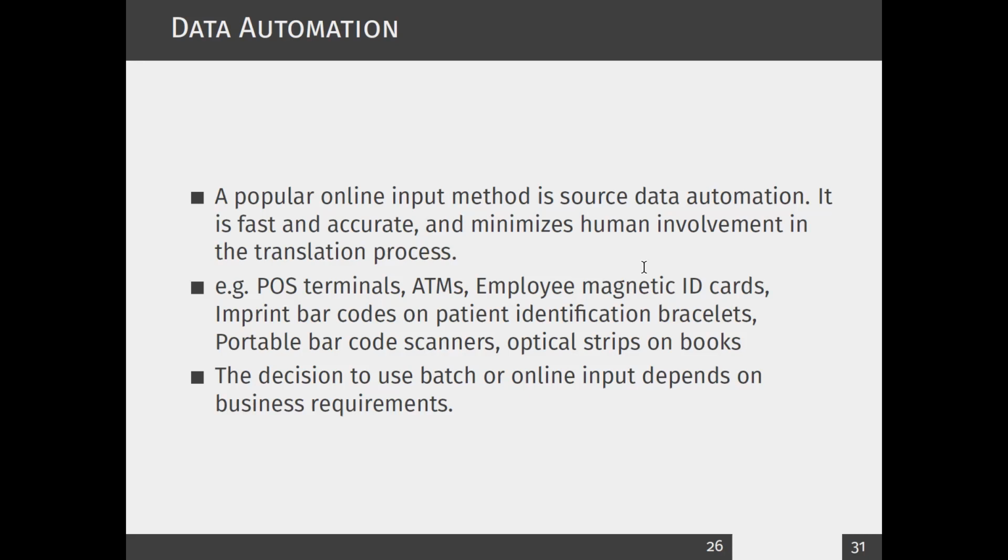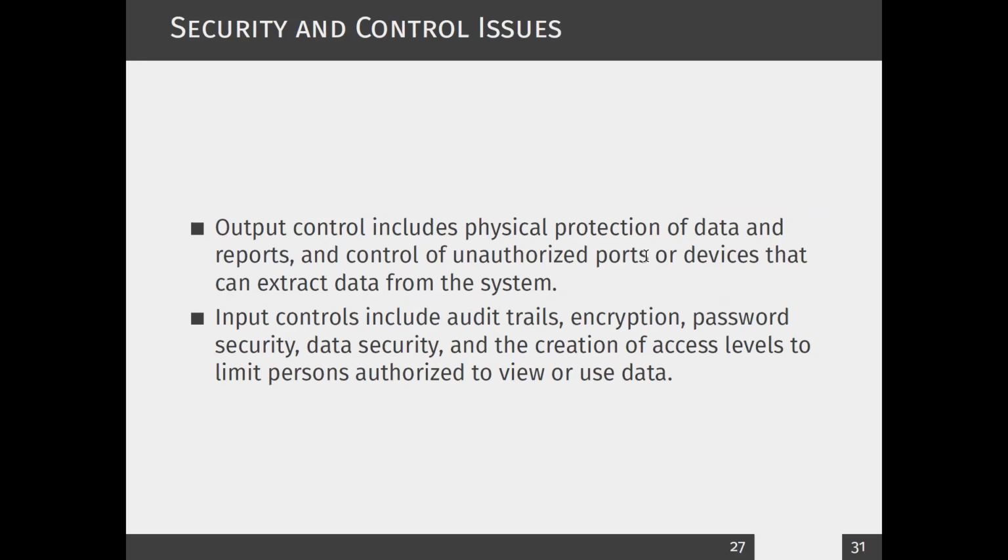And here also we can talk about the batch or the online decision. But the decision is basically based on our business requirement. The next thing is we have to focus on the security and control issues. Now, security means physical protection of data and reports, and control of unauthorized ports and devices that can extract data from the system.